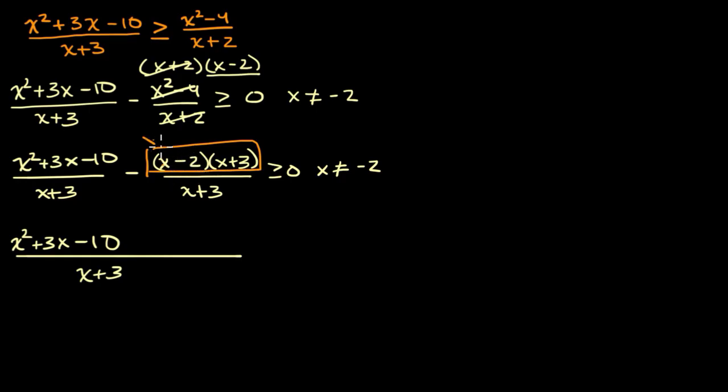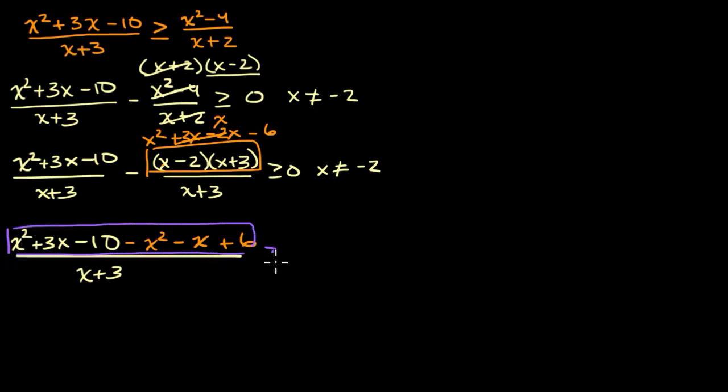x times x is x squared. x times 3 is plus 3x, minus 2x. And then -2 times 3 is minus 6. So 3x minus 2x is 1x, so that is all x. And then we are subtracting that. So this is going to be negative x squared. And then we have plus x, but we're subtracting it, so minus x. And then we're subtracting a -6, and so then we have plus 6 there. And so that gets us to, if we were to simplify this whole numerator, we are making progress.